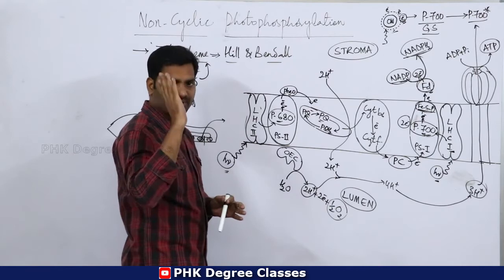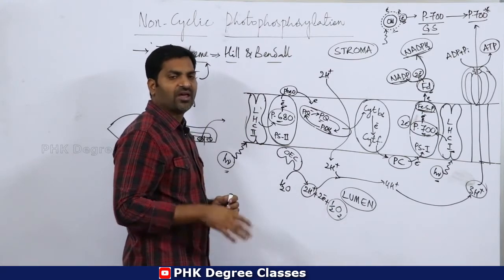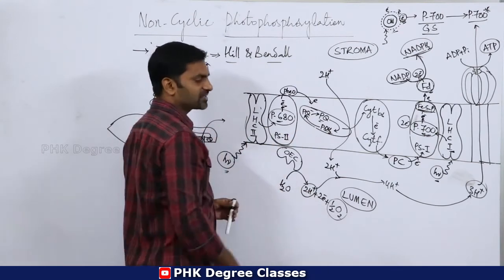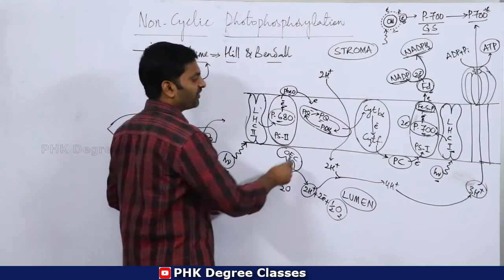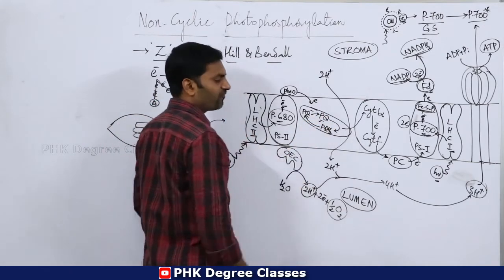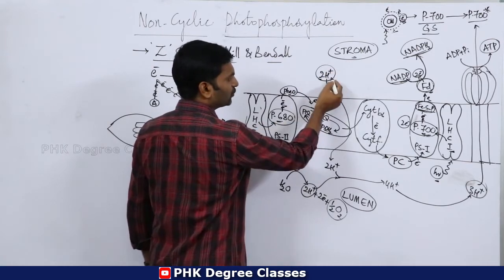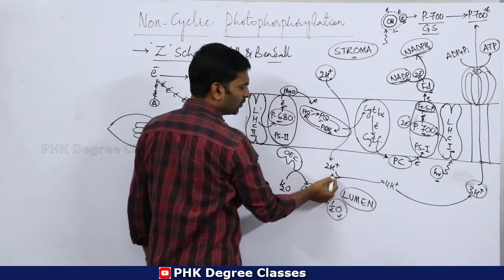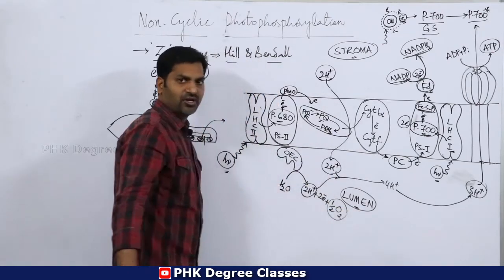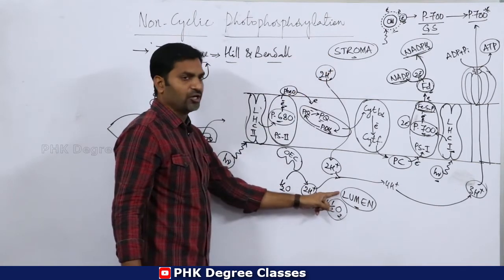Like the electron transport system in respiration, where there is ubiquinone, here plastoquinone is there in the photosynthetic mechanism. Whenever there is the cyclic movement of plastoquinone, two protons from the stroma enter the lumen side. Two protons move from stroma to lumen.